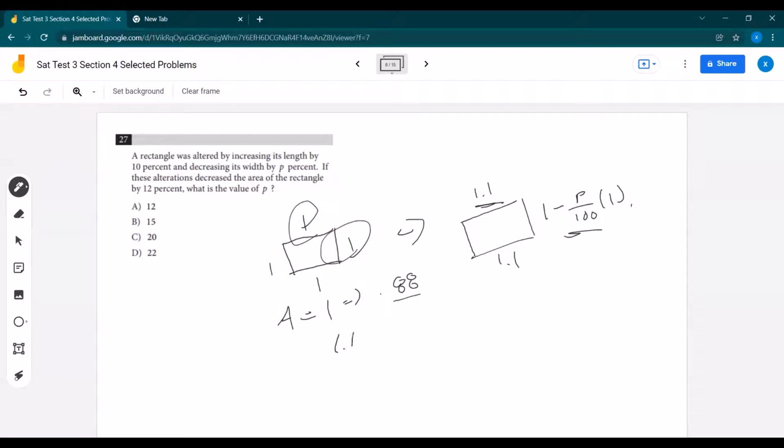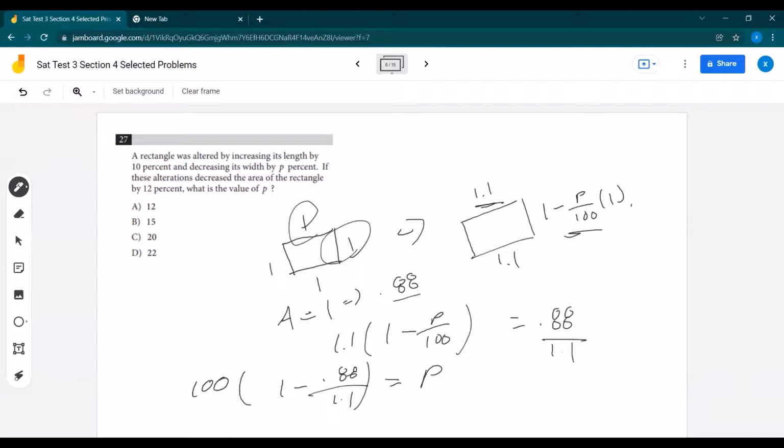So we'll get 1.1 times 1 minus p over 100 equals 0.88. So we get 0.88 divided by 1.1. Essentially, if we simplify this, we get 1 minus 0.88 over 1.1. So it's going to be that step here equals p over 100. If we multiply this whole thing by 100, we'll get our value of p. So what's 0.88 divided by 1.1? Well, the same thing as 1 minus 88 over 110. So it's 110 minus 88 over 110.